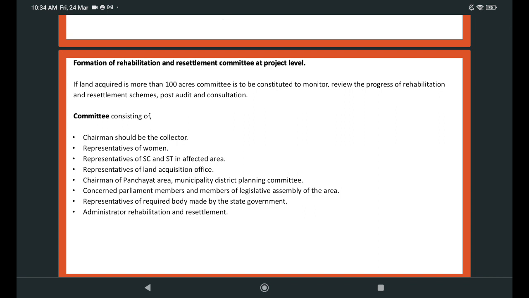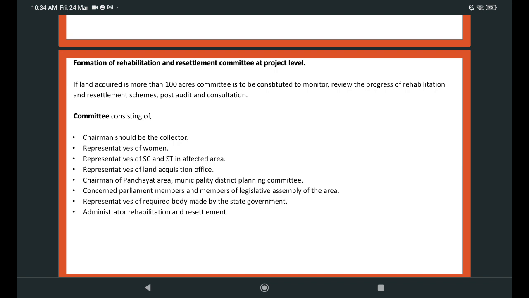The formation of a rehabilitation and resettlement committee at project level. A committee has to be constituted to monitor and review the progress of rehabilitation and resettlement schemes and conduct post-audit and consultation, in case land acquired is more than 100 acres. The committee consists of a chairman. Who is the chairman? He should be the collector of the district.